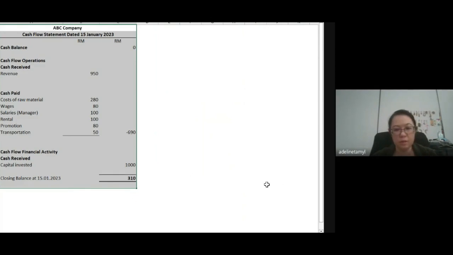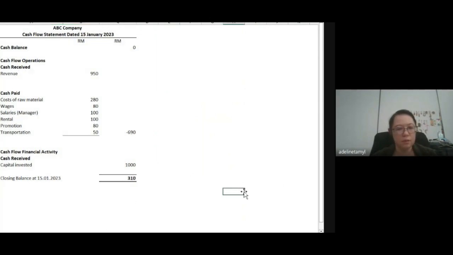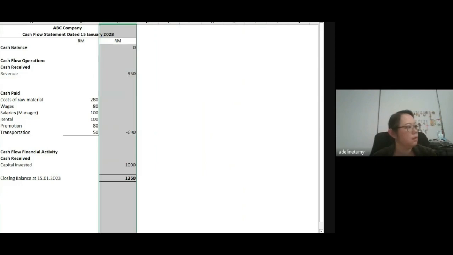So any questions here? This is the cash flow statement. So the balance here is the cash that you receive, the cash that you have in your hand until 15. Oh sorry, I noticed that I typed in the wrong column. Please take note the revenue is here. So here, this should be the column. Just now I typed in the wrong column.